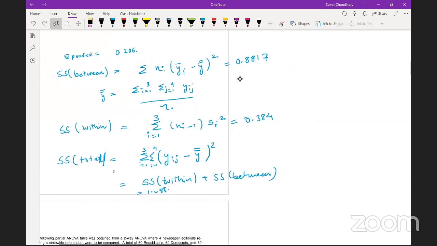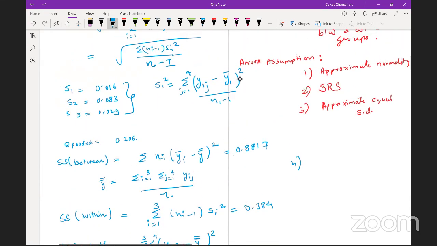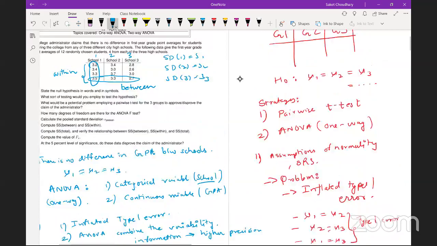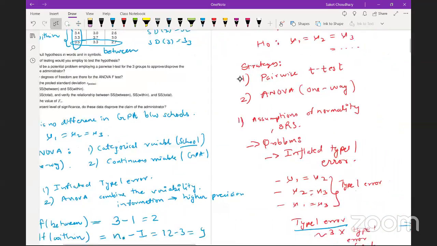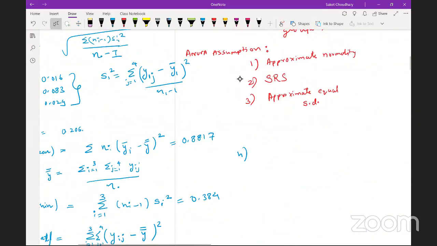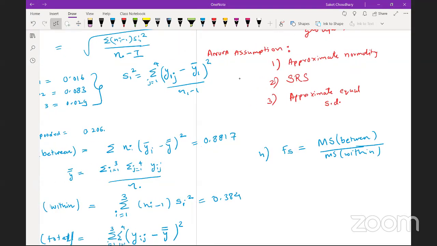Okay, move on to H. Now we are looking at the F statistic. It's asking us to calculate the F statistic, which is essentially given by this calculation. What does it really mean? Why are we really calculating this? Why do we care about the F statistic? The reason is that we were interested in identifying if there is a difference in the group means of these 3 groups.